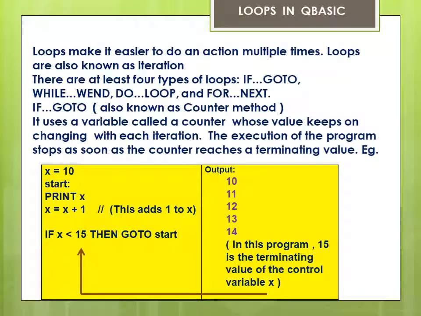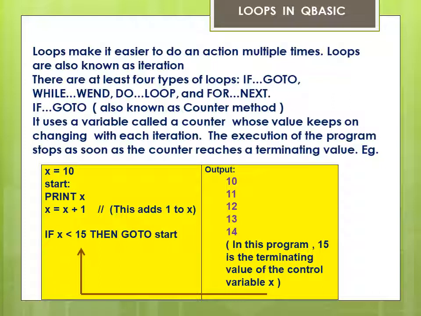Loops in QBasic. Loops make it easier to do an action multiple times. Loops are also known as iteration. There are at least 4 types of loops: IF...GOTO, WHILE...WEND, DO...LOOP, and FOR...NEXT. IF...GOTO is also known as the counter method.